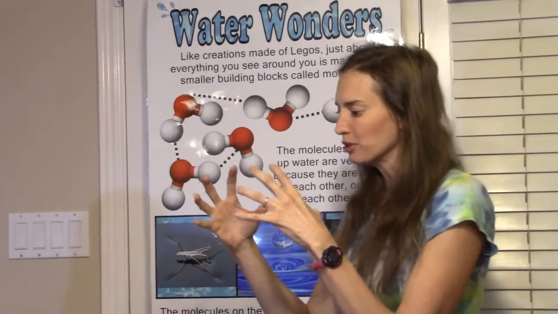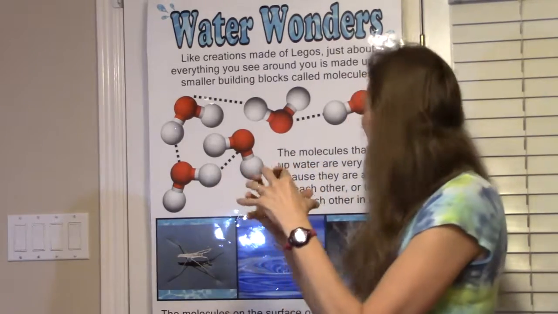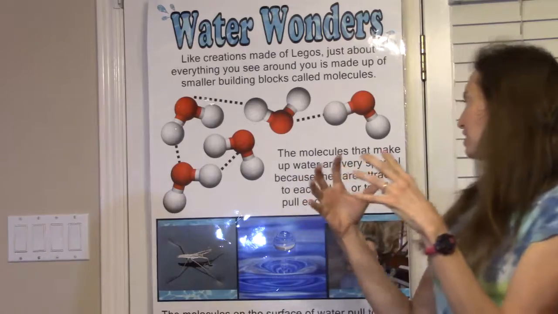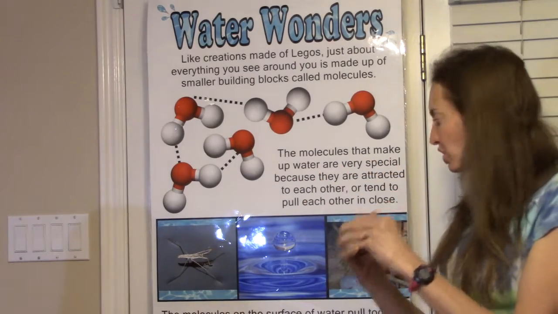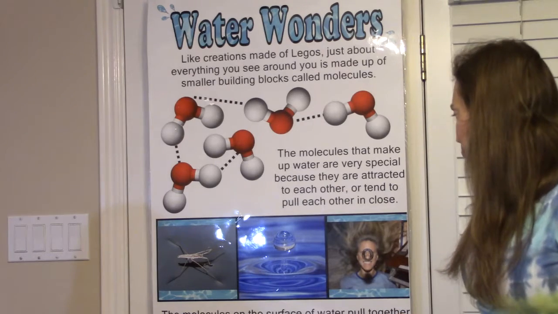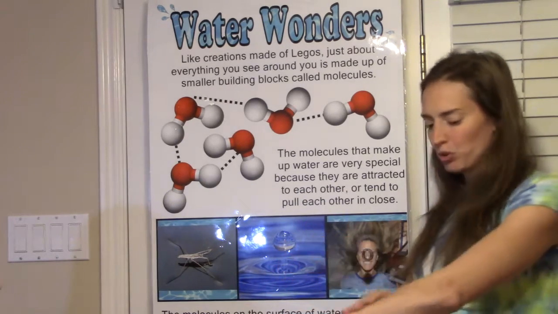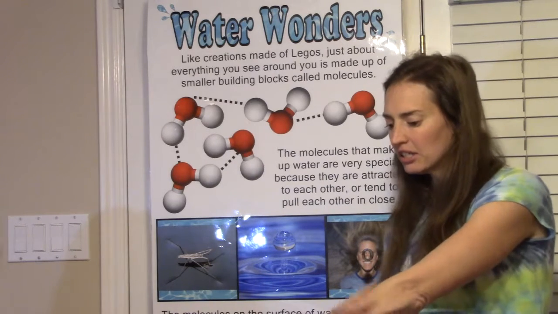Go ahead and show me your hands pulling together. So the water molecules kind of have this attraction to each other. They tend to pull to each other and want to be close to each other. And because they do that, they form kind of like a skin almost. Go ahead and rub your hand, rub your arm. That's your skin. Your skin's on the outside of you.